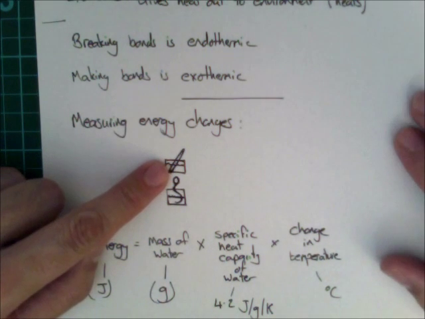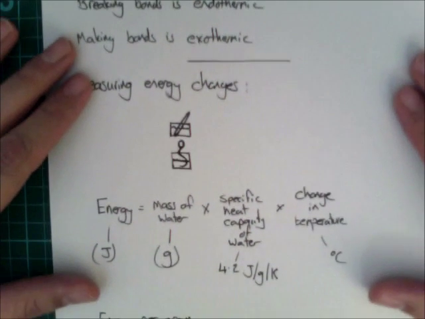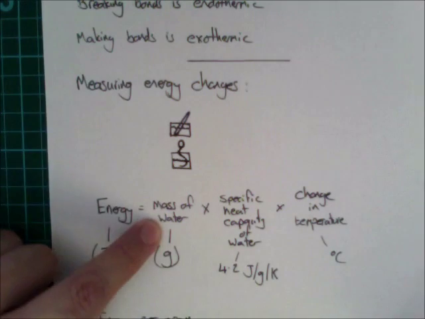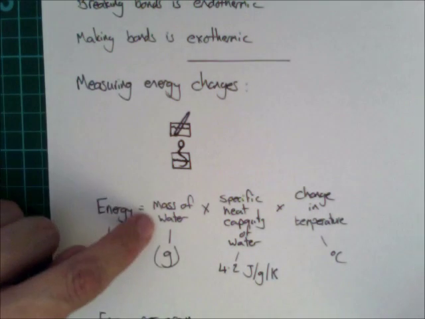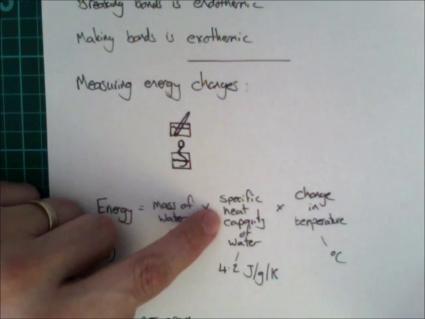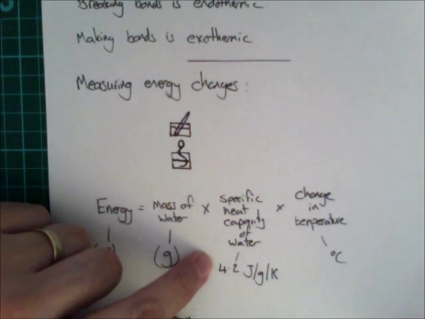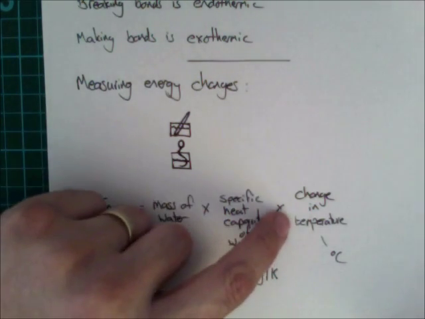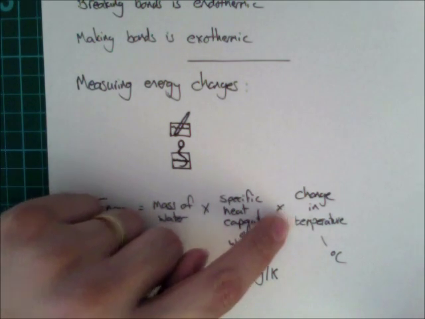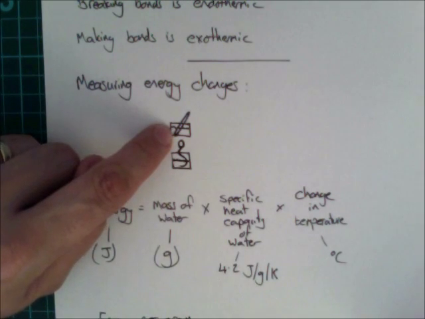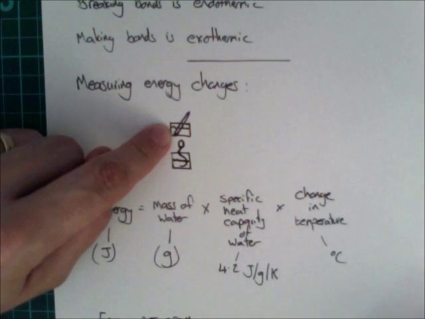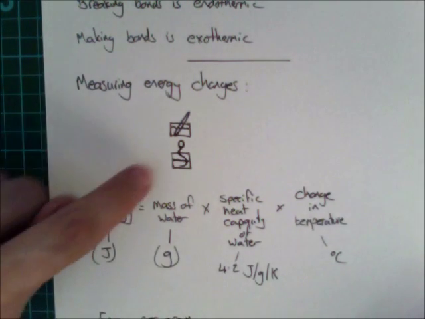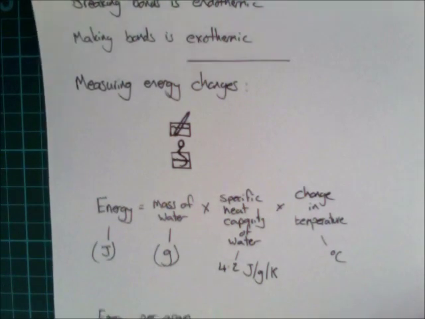Now to measure the amount of energy that's given out, we use the equation. Energy given out is the mass of the water up here multiplied by the specific heat capacity of water, which is 4.2 joules per Kelvin per gram, and finally we'll multiply it by the change in temperature, the final temperature of the water minus the starting temperature of the water. If we put those numbers in, we'll give the energy that was given out by this fuel as it burned.